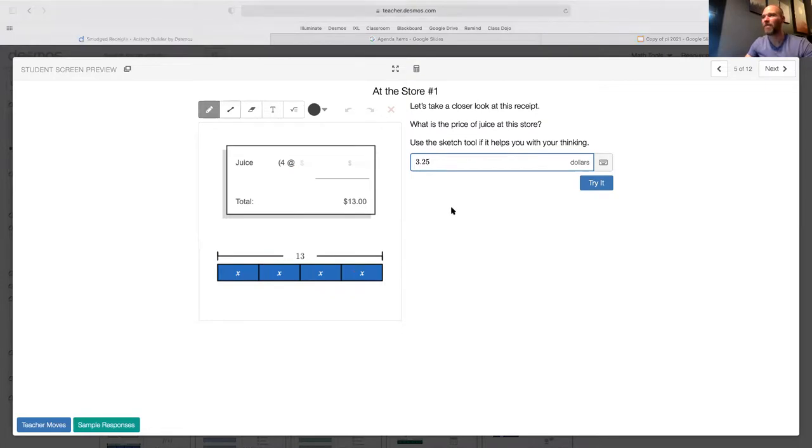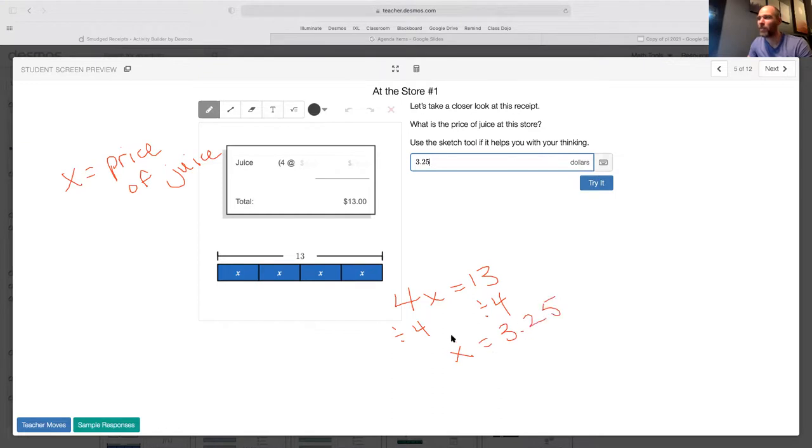You know what I forgot to do on that last one though? I forgot to define my variable. X equals price of juice. And I'm just going to show you one last time. I wrote this equation out as 4x equals 13. And so I wanted to undo the multiplication. I divide both sides by 4. So I'm left with just x on this one side and $3.25. This is my solution.